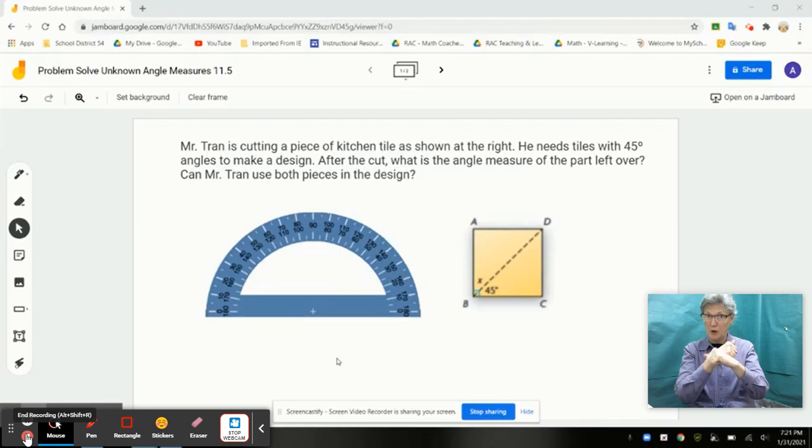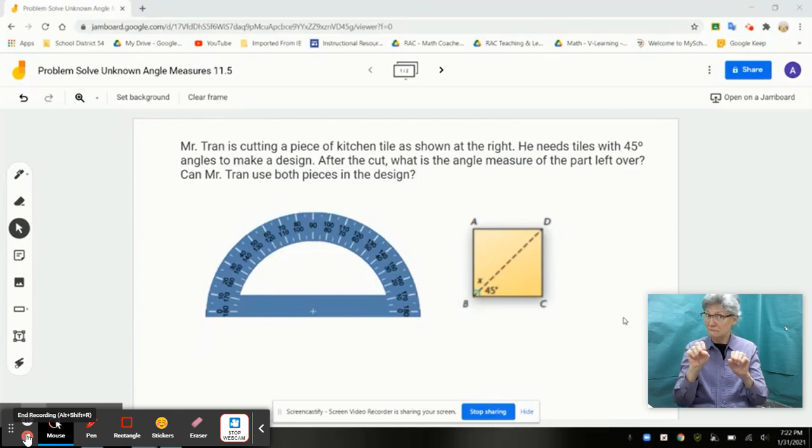Let's jump in. Here's our first problem. Mr. Tran is cutting a piece of kitchen tile as shown at the right here. He needs tiles with 45-degree angles to make a design. After the cut, what is the angle measure of the part left over? Can Mr. Tran use both pieces in the design?